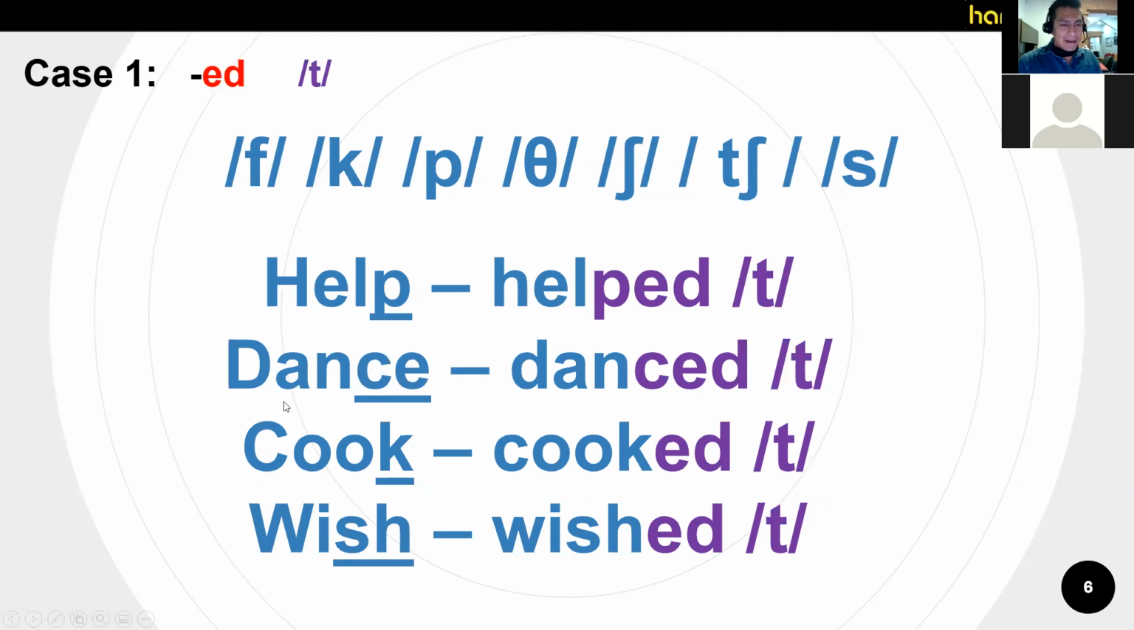Then we have cook. Cook has a K sound, so in the past we say cooked. Then we have wish. Once again, this sound, shh, so we say wished. Very well.